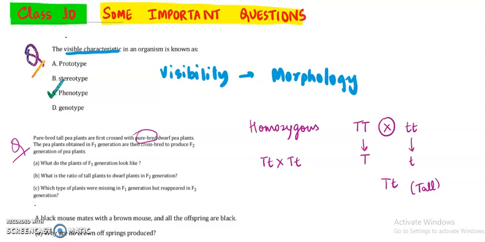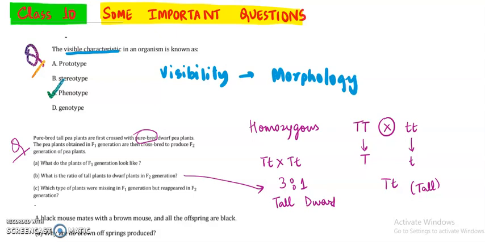What is the ratio of tall to dwarf plants in the F2 generation? Now you know that in the case of monohybrid cross, the ratio was 3:1. So we will not calculate because it will save time. So we were knowing that 3 plants were tall and 1 was dwarf. So you will write upon this ratio for option B, and you will write that 3 plants will be tall and 1 will be dwarf.